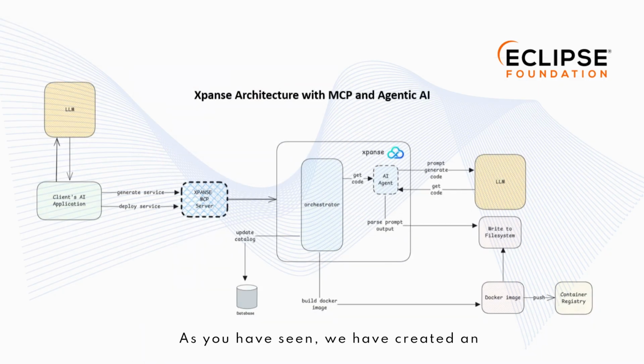As you have seen, we have created an Xpanse MCP server so that an AI client can interact with Xpanse. Furthermore, an AI client can use this Xpanse MCP server to generate and deploy on-demand new MCP servers for any arbitrary service, such as for the GaussDB database service that we demonstrated. Thus, Xpanse can help support how to add MCP servers or any new AI or cloud service to a cloud platform in an on-demand and scalable manner.